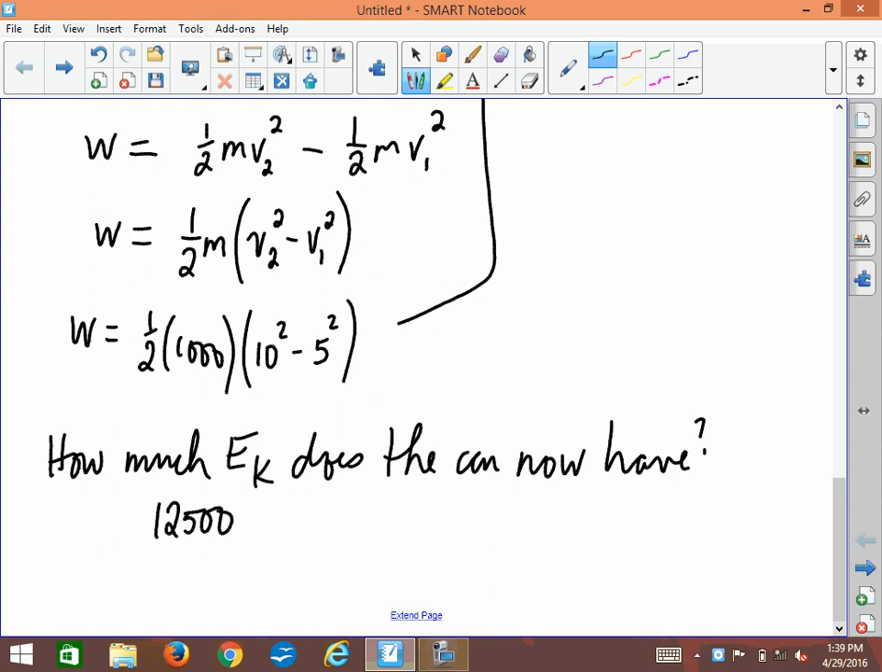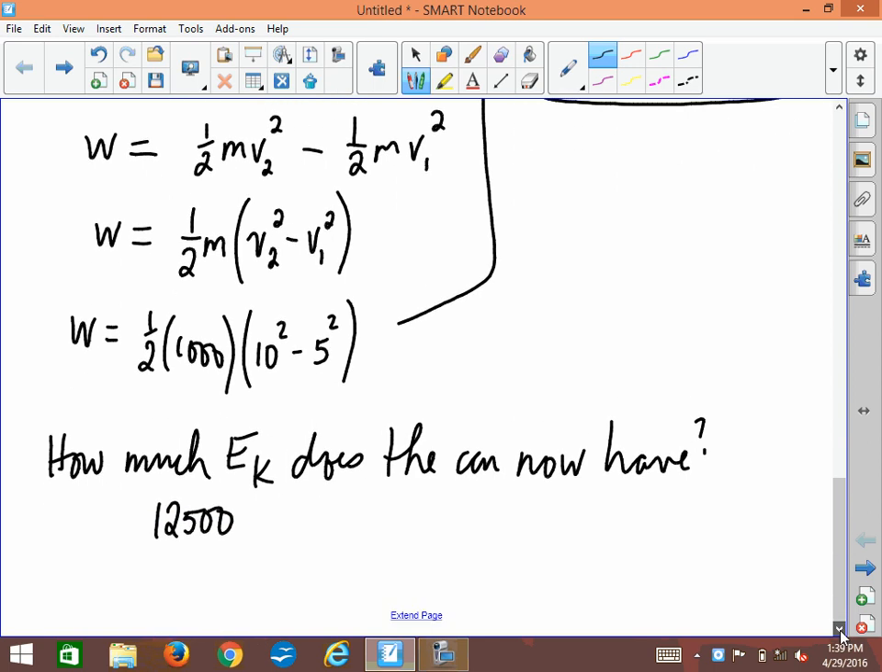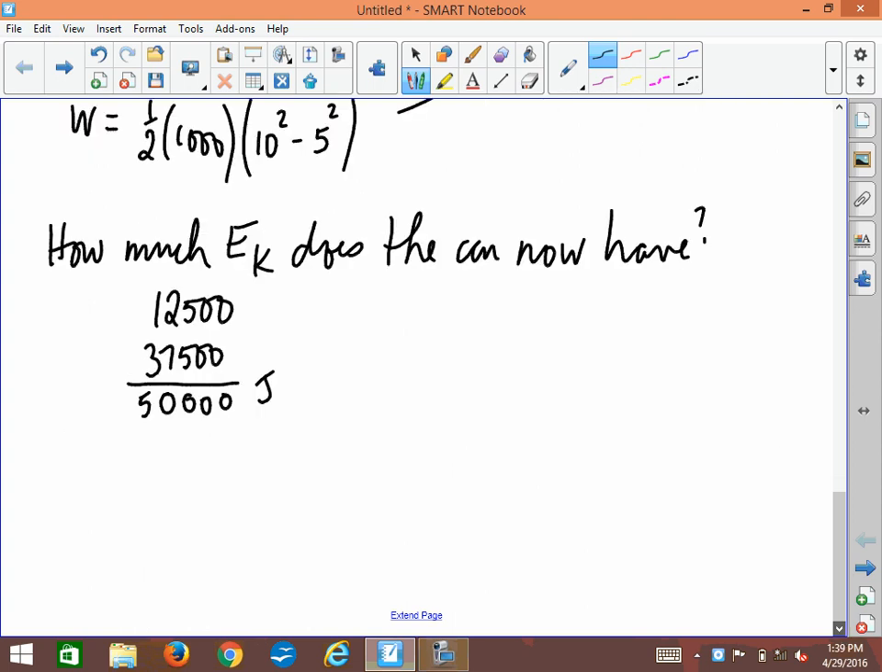So what we could do is just start with 12,500. And then we said we would have to add an additional 37,500. So we could add that. And then the total amount of kinetic energy that it would have should be 50,000 joules, right? Makes sense.